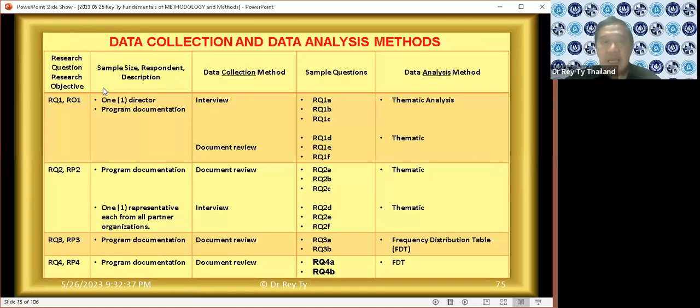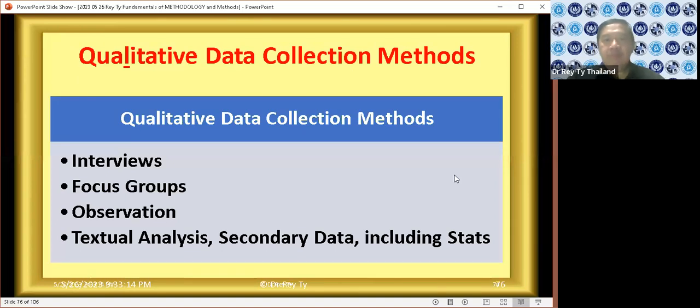Best practices, conclusion. So you can put together data collection and data analysis. Data collection, you do interview, for example, a document review. Data analysis, you break down into a statistical frequency table. How many people said this and that. Thematic, you break down into themes. So there are different ways of doing data collection in qualitative and quantitative.